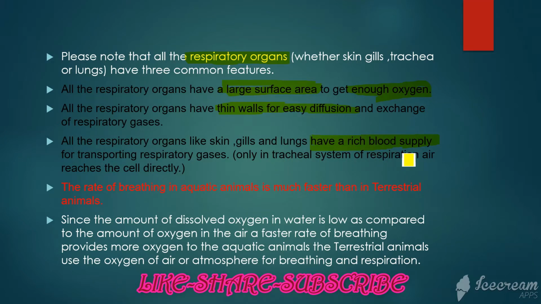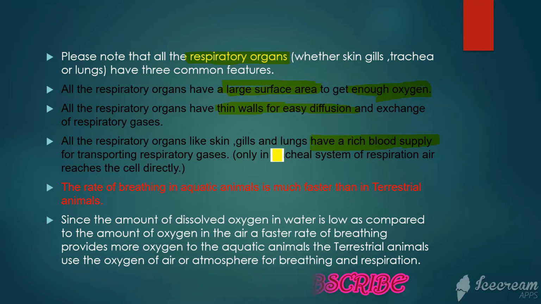Only in tracheal system of respiration air reaches the cell directly. जो tracheal system of respiration है which is there only in insects, इसमें कोई blood supply नहीं होती, इसमें the oxygen reaches each and every cell directly. So the three common things are large surface area, thin wall for easy diffusion and have a rich blood supply.